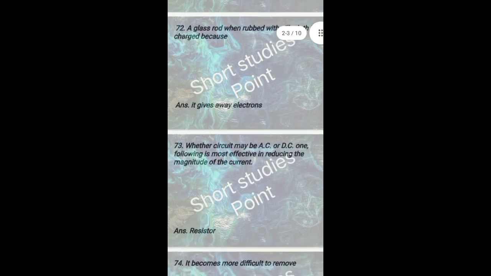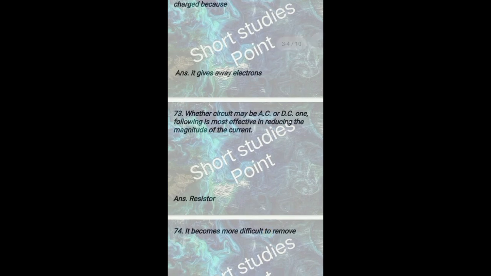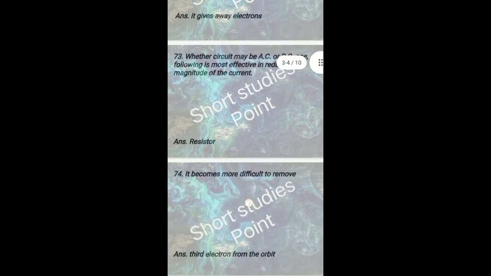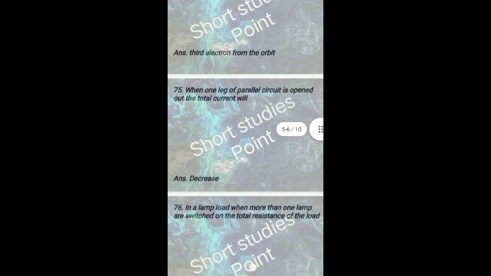Question: A glass rod when rubbed with silk cloth is charged because? Answer: it gives away electrons. Question: Whether the circuit may be AC or DC, which one is most effective in reducing the magnitude of a current? Answer: resistor. Question: It becomes more difficult to remove? Answer: third electron from the orbit. Question: When one leg of a parallel circuit is open, the total current will? Answer: decrease.